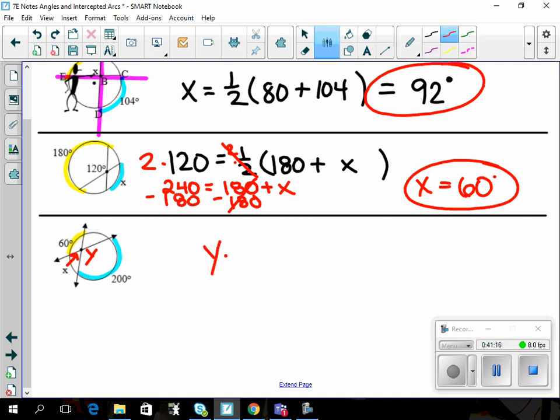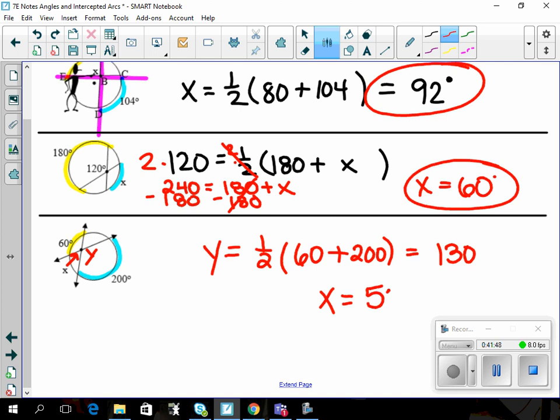So the angle is equal to 1/2. And what 2 arcs am I going to add? The 60 and the 200. It doesn't matter the order, because you're adding them. What's half of 260? Beautiful. Now 130 is not what we wanted, because that's y. We wanted x. What's the relationship between x and y? Perfect. So x is going to equal, beautiful.